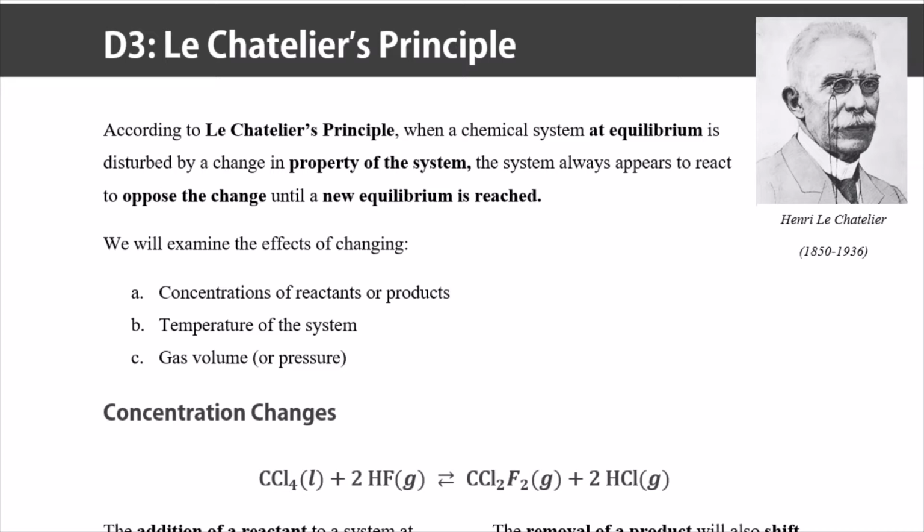We will look at the effects of 3 different types of changes. So we can change the concentration of reactants or products. We can add something, or we can take something away. We could change the temperature of the system. We could heat the reaction vessel. We could cool the reaction vessel down. That will influence the equilibrium position.